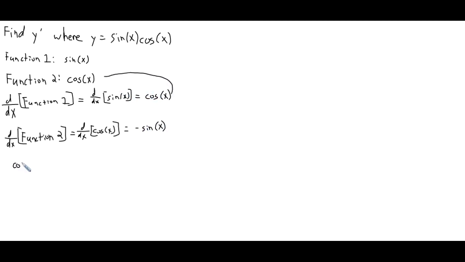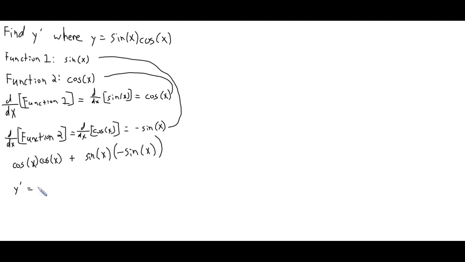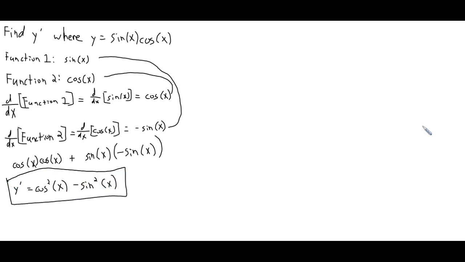So y prime is the derivative of function 1, which is cosine of x, times function 2, which is also cosine of x, plus the derivative of function 2, which is negative sine of x, times function 1, which is sine of x. So cosine of x times cosine of x plus sine of x times negative sine of x. We simplify that, and we get that y prime is cosine squared of x minus sine squared of x.